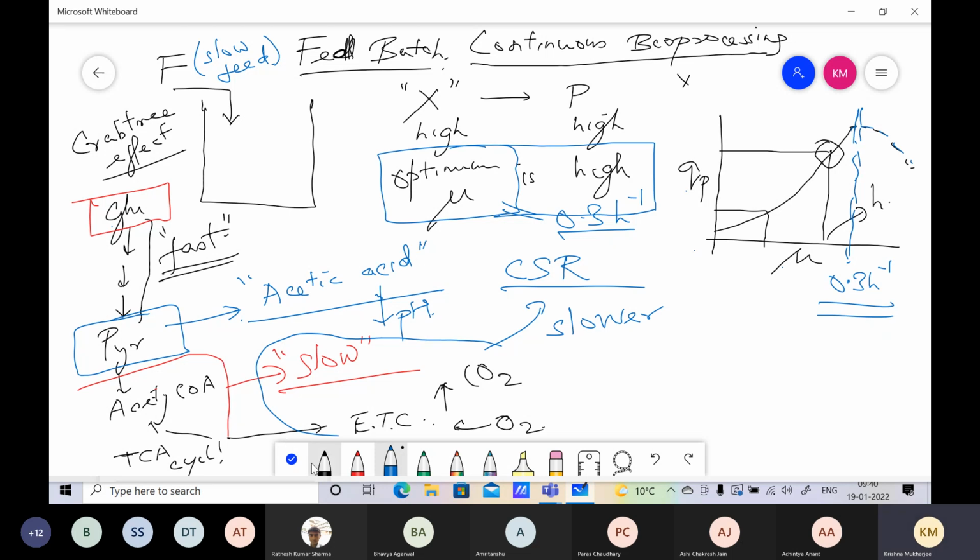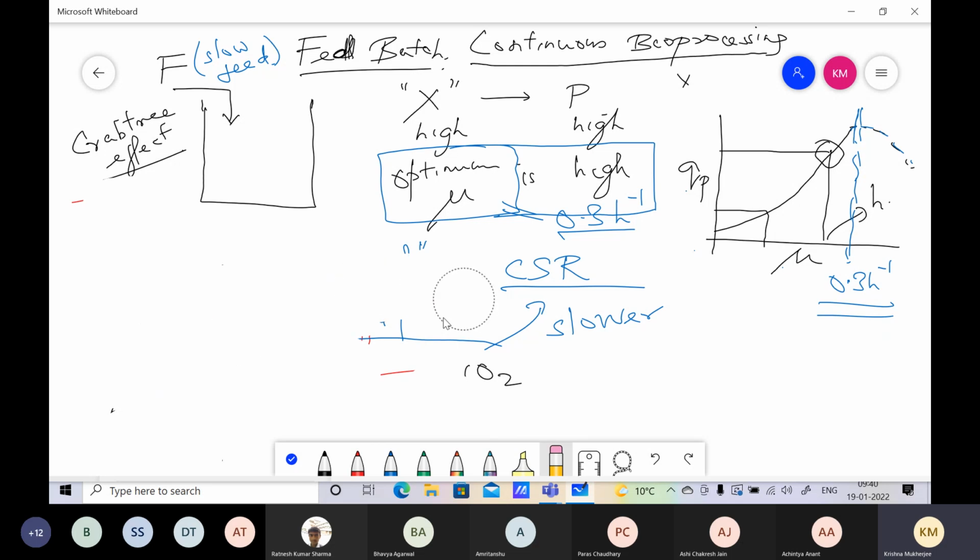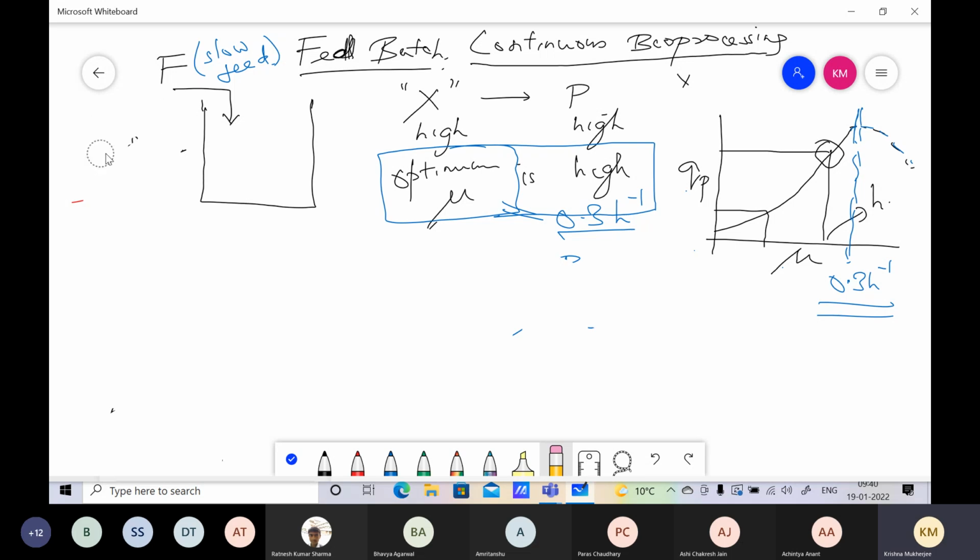So let us get down to the bioprocess part of it now. What is the bioprocess part of it? You're all familiar with the bioreactor and a fed batch reactor. Obviously, I want to hold the mu at its optimum value. I don't want the Crabtree effect, but I want the mu to be optimum, which really means I want to keep mu constant at mu equal to mu optimum.